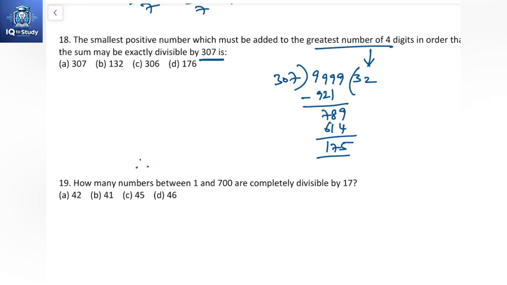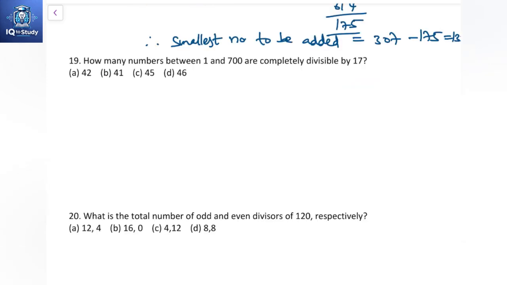Therefore, smallest number to be added is equal to 307 minus 175, which is 132. Option B.